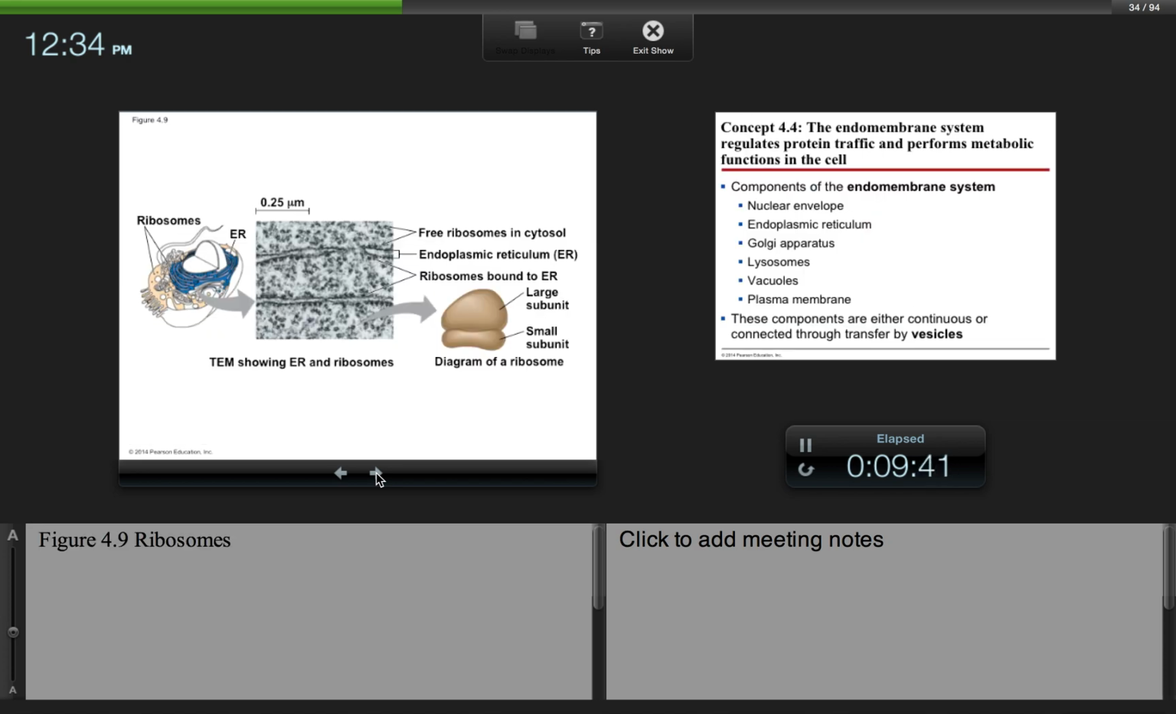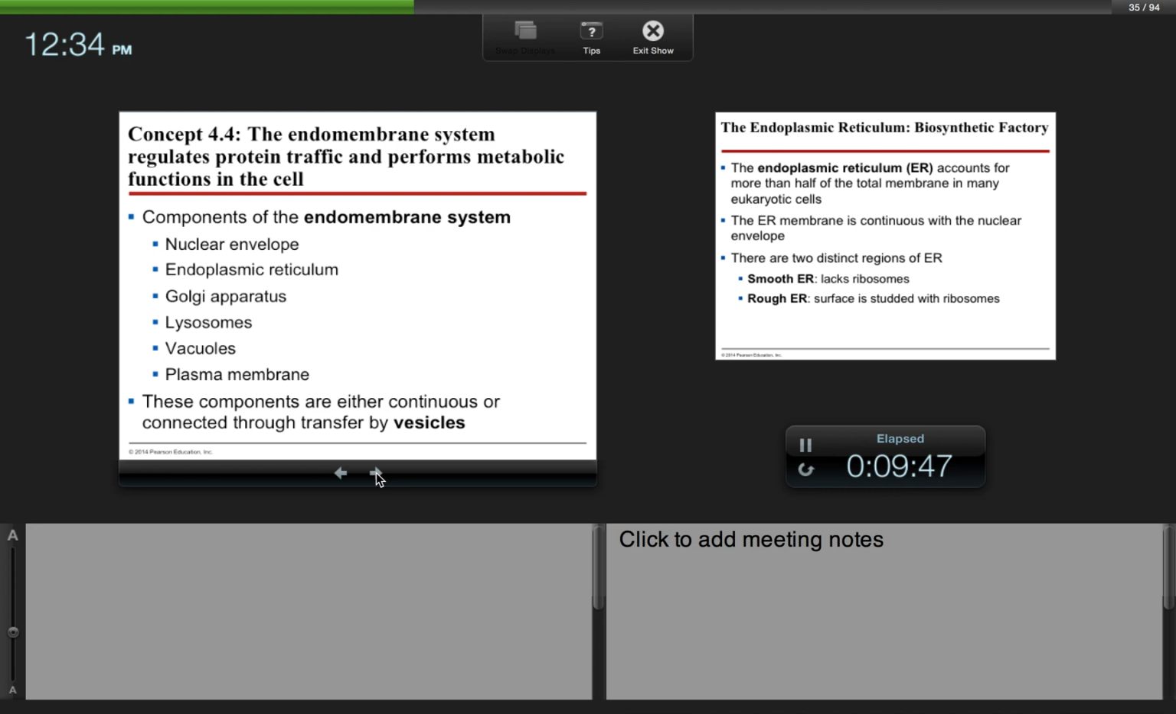Okay, so here's your microscopic image of the rough ER and ribosomes. The endomembrane system consists of the nuclear envelope, the ER, the Golgi, lysosomes, vacuoles, and the plasma membrane. They are all connected by either being continuous with each other or through transfer by vesicles, the little vehicles that carry things throughout the cell.